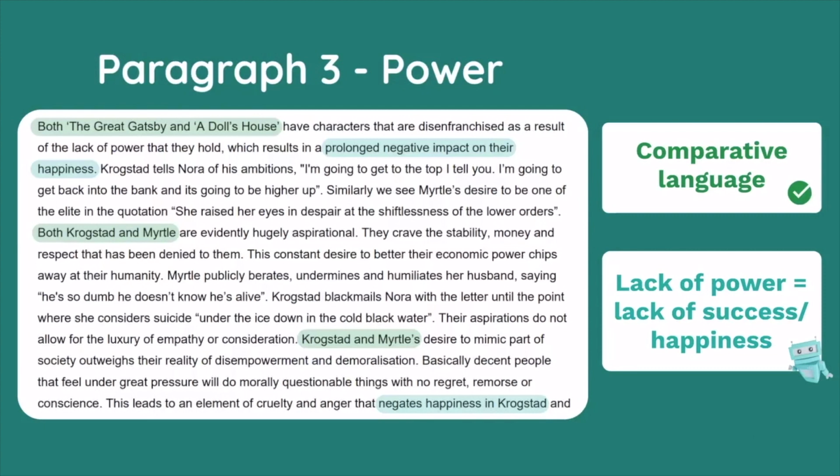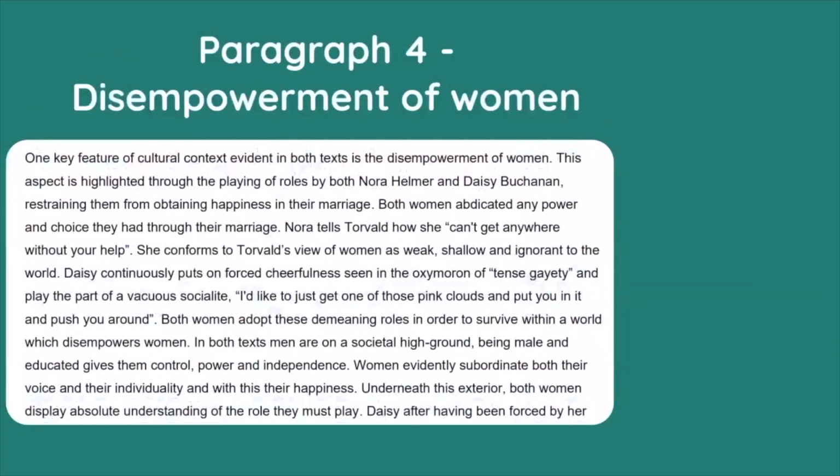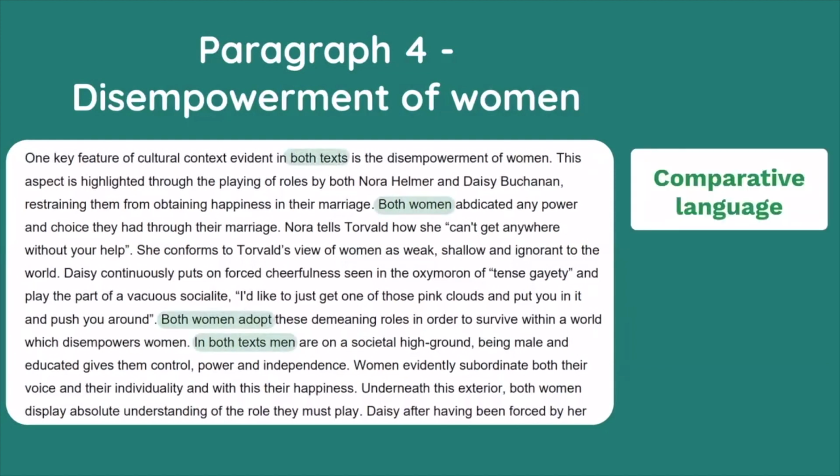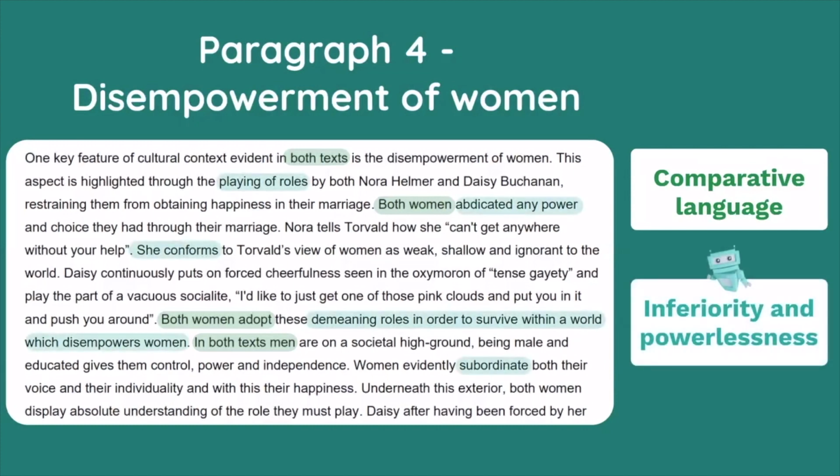So an element of cruelty and anger that negates happiness. There's a sense that people abuse their power and they use it for negative things, resulting in people lacking that level of happiness for most of our characters in these two particular texts. And continuing on with the sense of power, but this time it's more disempowerment and the lack of power, specifically the disempowerment of women, which is a really common thread through both texts. So this is where we see the comparisons. In both texts, the men are on a societal high ground. So lots of connections and similarities across both texts here.